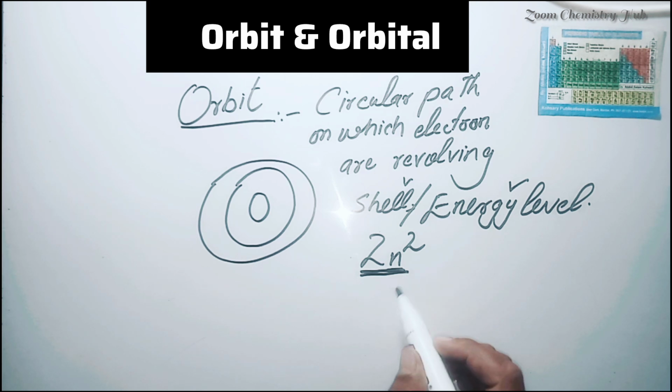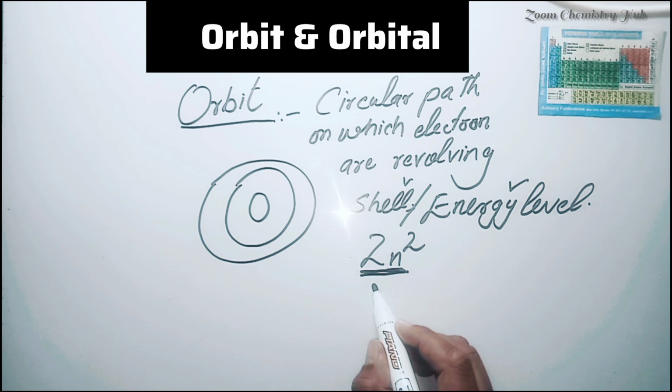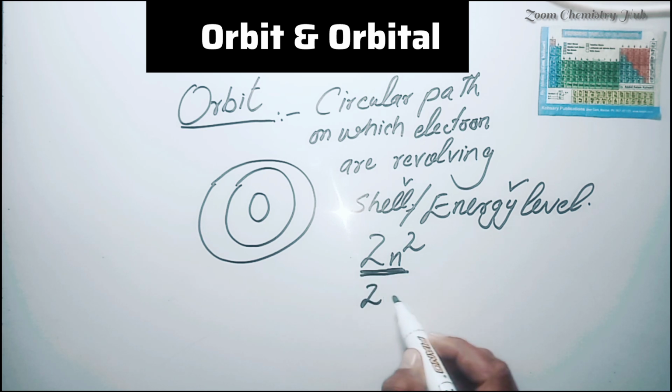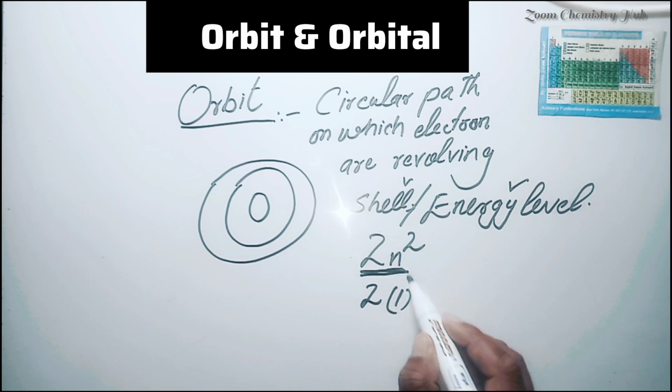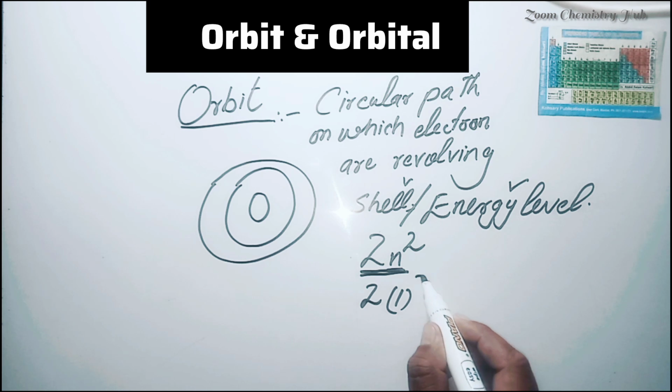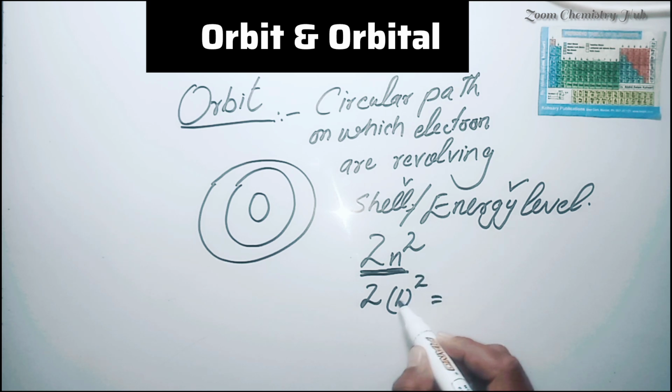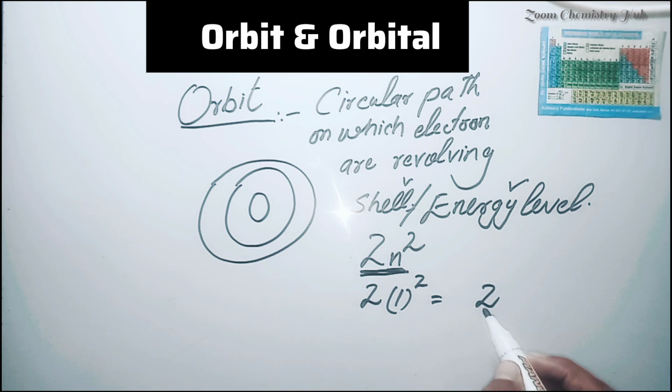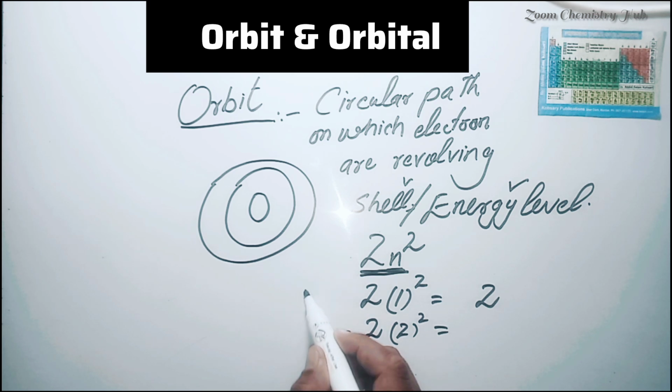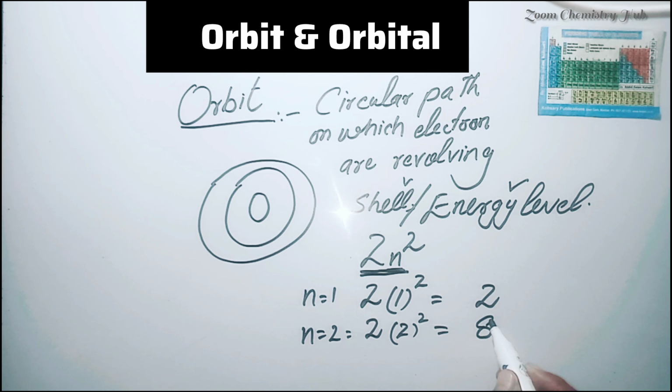For example, when we calculate the number of electrons in the first shell, we write 2 into 1 squared, putting 1 instead of n. So the maximum number of electrons in the first shell is 2. Similarly, in the second shell, we put 2 in place of n. So the maximum number of electrons in the second shell is 8.